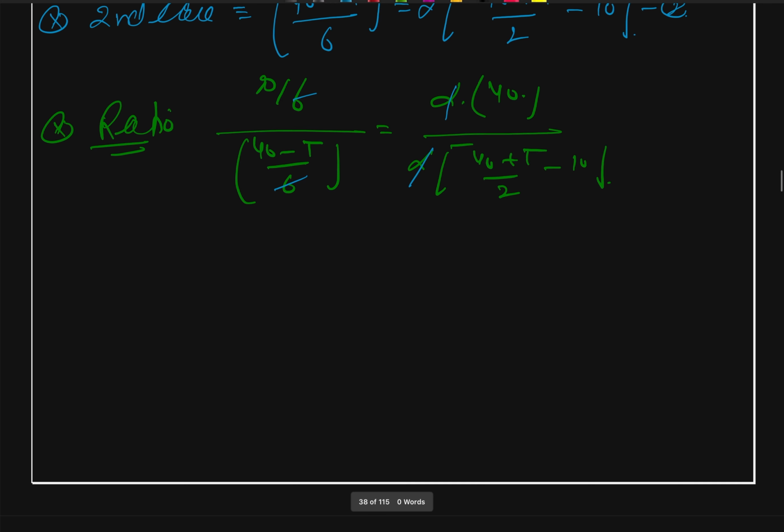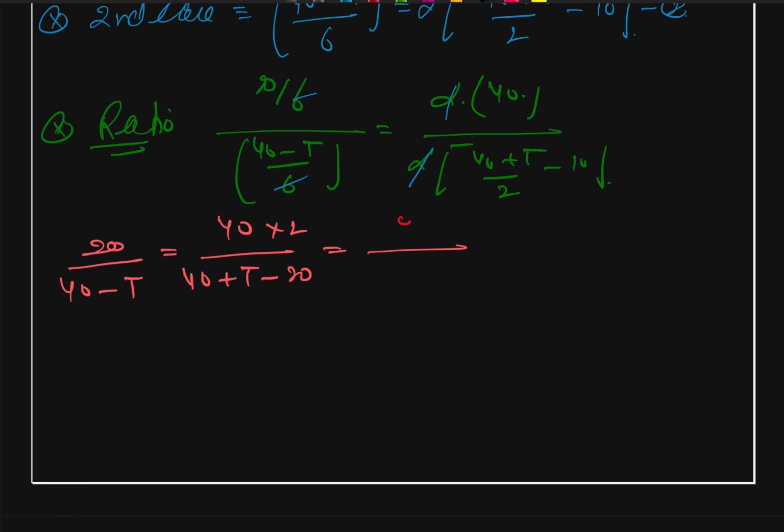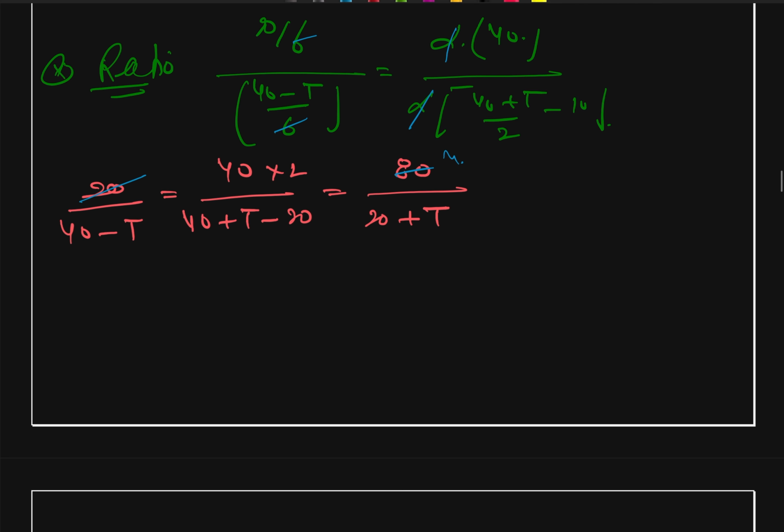Okay, now to a simple calculation, we are left with 20 upon 40 minus T is equal to, this is 40, and it comes as 40 plus T minus 20, and this is multiplied by 2. This comes as our 80, and it will be 20 plus T. Okay, this goes by 4, so we are left with 1 upon 40 minus T is equal to 4 upon 20 plus T.